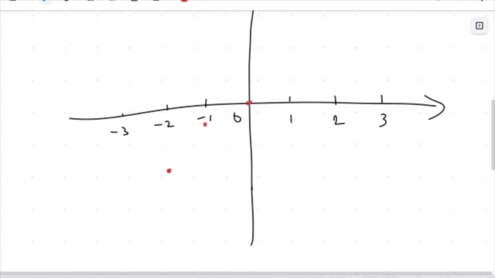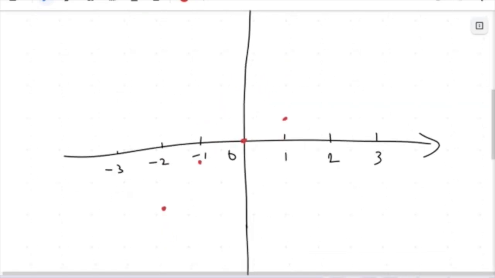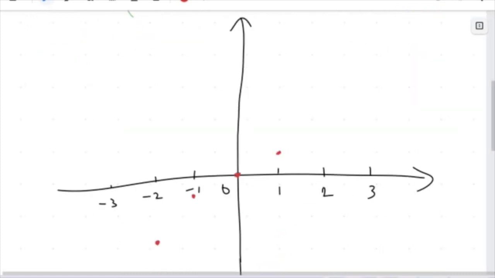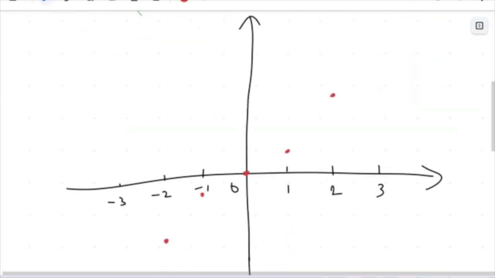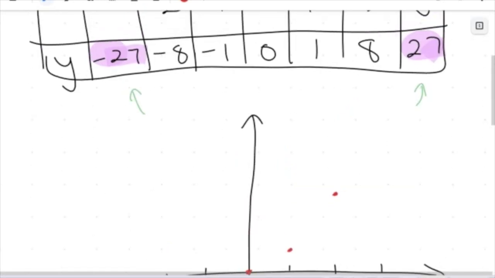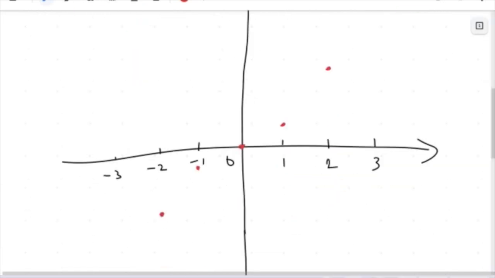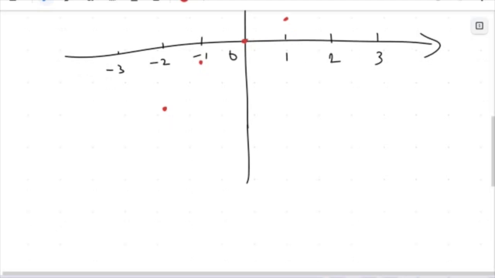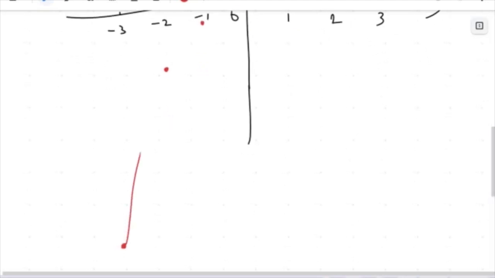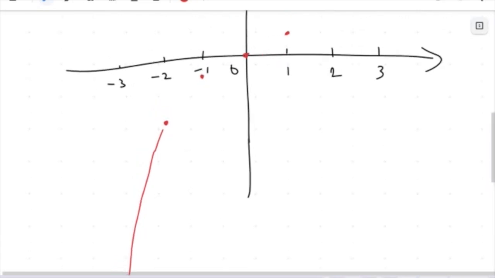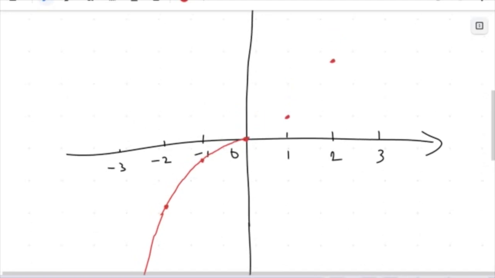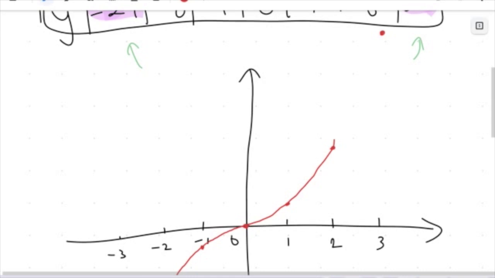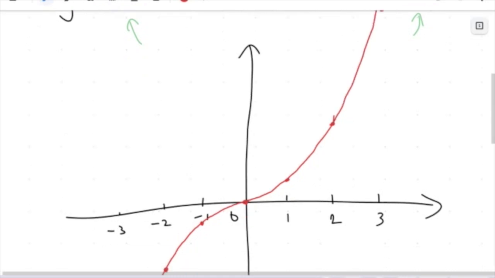When x is 0, y is 0. And then we get a similar thing happening up here. When x is 1, y is 1. When x is 2, y is 8. When x is 3, y is 27. That's like way up here. So, drawing these in, we get a bit of a monster, massive looking graph. But we join up all of these dots and we get something looking like this.